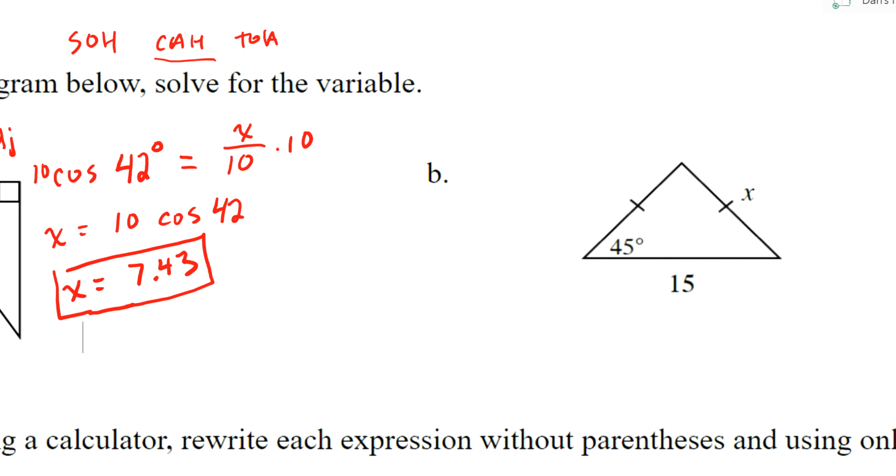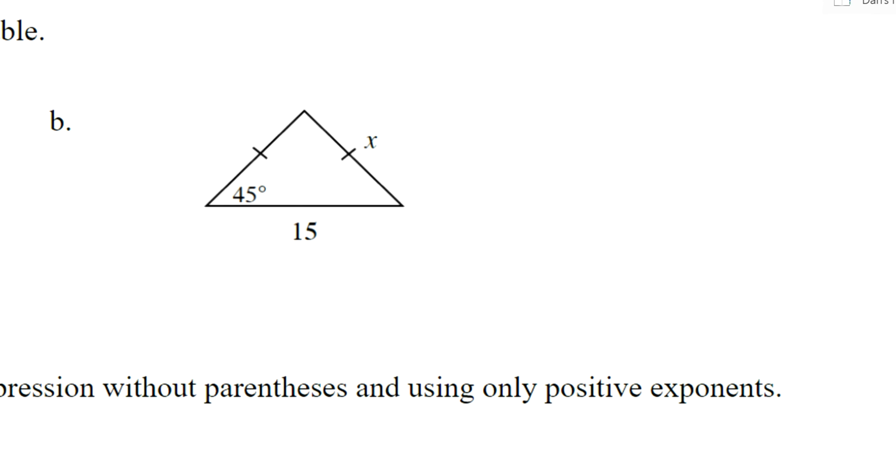Okay. B. Am I going to use trig or special right triangles for B? Special right. It's a 45, 45, 90. Now this is a little tricky because when we go from here to here, we usually multiply times root 2. Okay? So one way you can think about it is we usually take x, multiply it by root 2 to get 15.